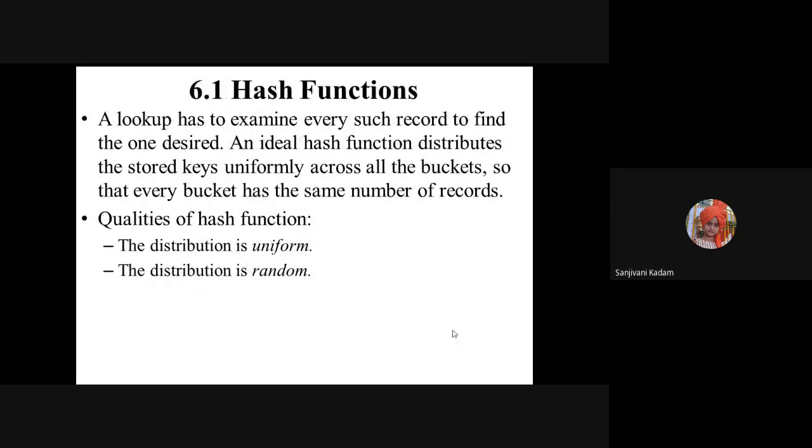So how can we decide the hash functions? There are two properties mainly required for the hash function: it should be uniform and it should be random. Uniform means that it should not result in assigning too many search keys into a single bucket. If I'm having 10 search keys, and whenever I apply the hash function, for 5 of them it gives me the same bucket number.